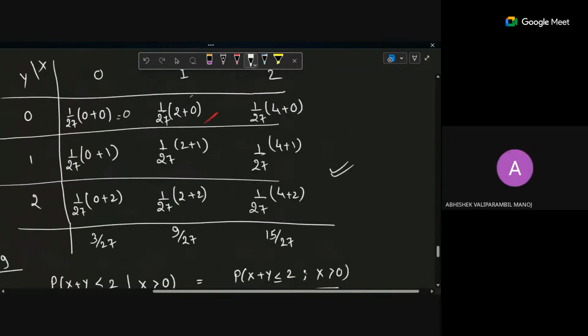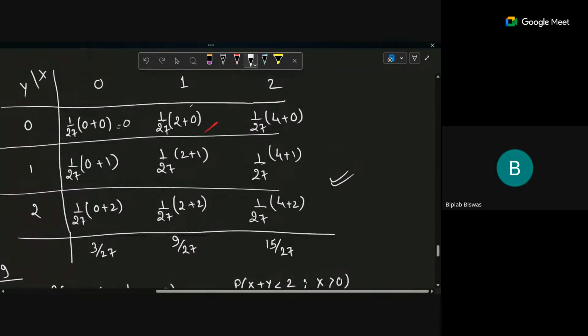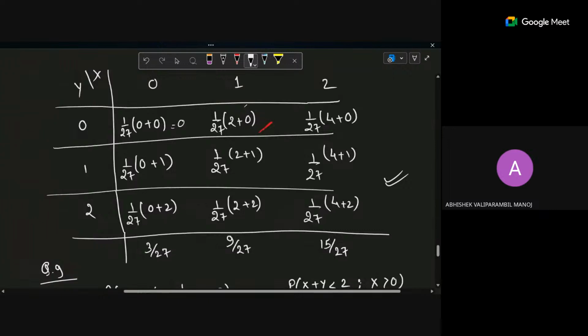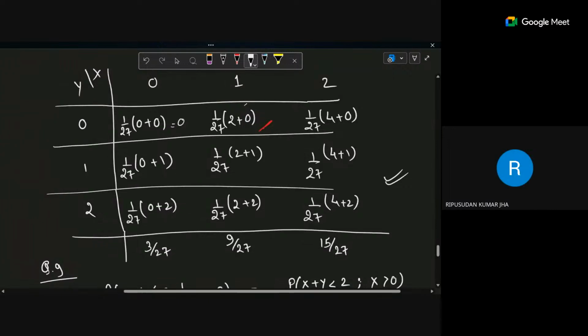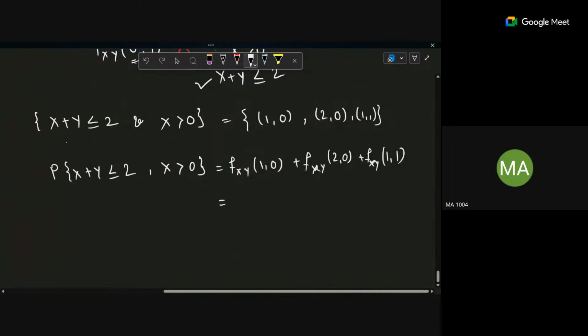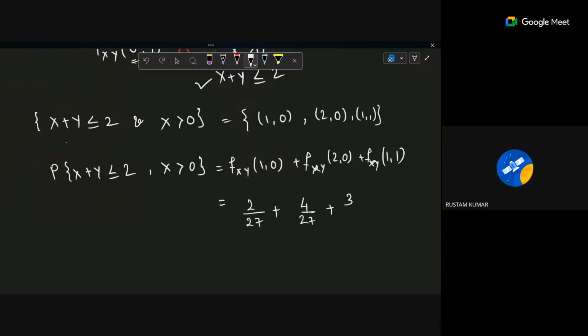The total is 0.33. Addition of all these three is giving 0.33. Ma'am, we have to take joint probability. Yes, joint probability f(x,y) taking 1 0. What's that value? 2 by 27, right? Yes. What about f(x,y) taking 2 0? 4 by 27. What about 1 1? 3 by 27.